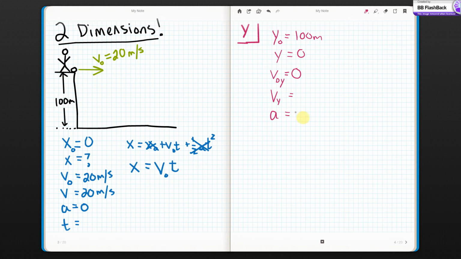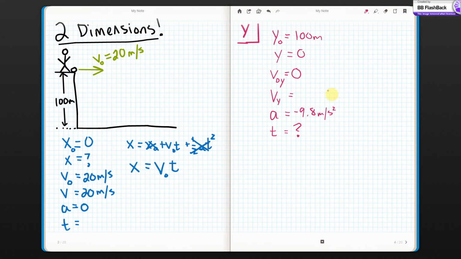The acceleration is gravity, so negative 9.8 meters per second squared. We can use 10, but I'm going to use 9.8 today because that's what WebAssign uses, and I just want us to get used to that. I don't know t, but it sure would be nice to know t, so that's the thing I'm going to try and solve for. I don't know Vy, and I don't actually really care, so I'm going to leave that one alone. Well, I've got 1, 2, 3, 4 of my 6 things, which means this is solvable.